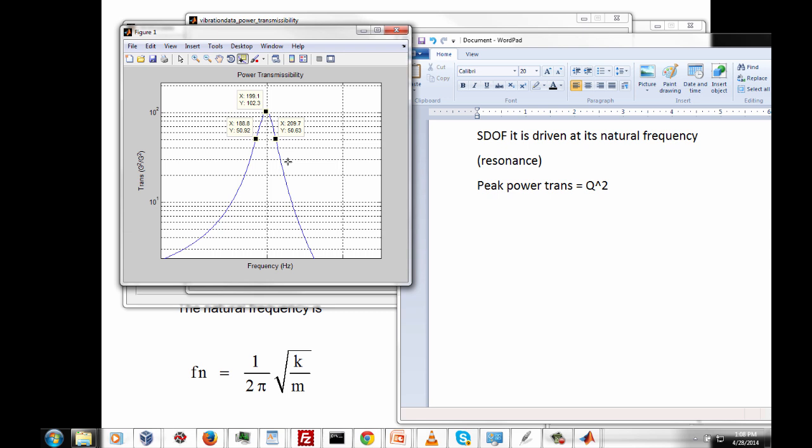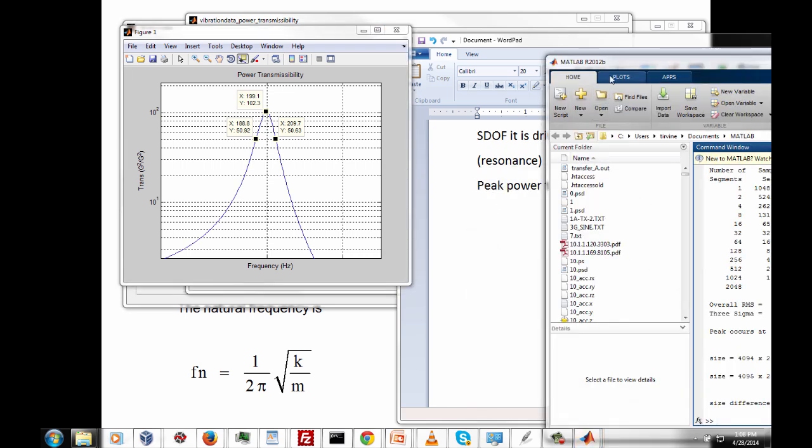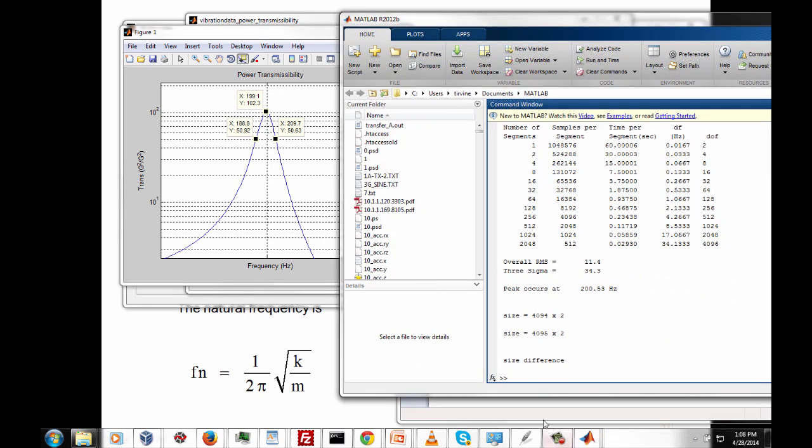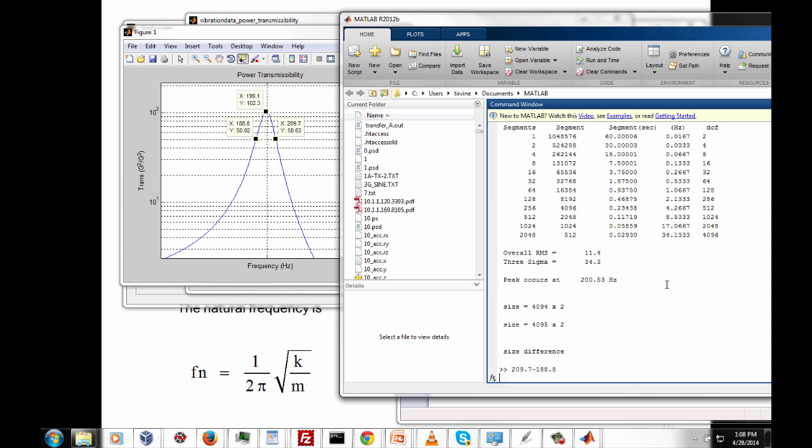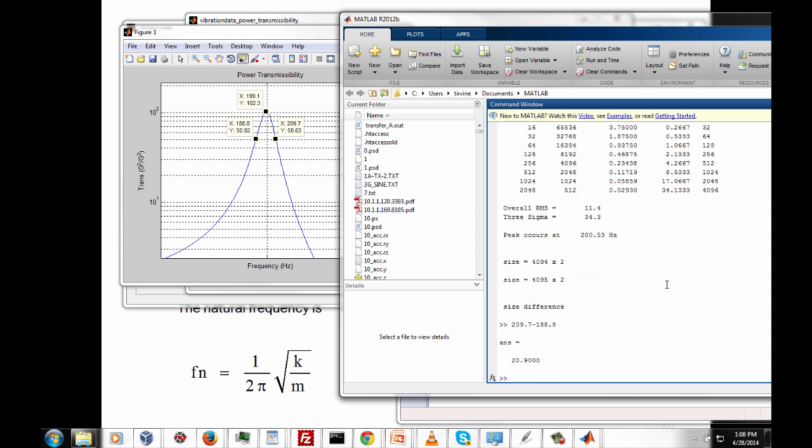Now when I say it's about 20, well, let's go ahead and be a little more precise than that. If it was 20 hertz, we'd get the exact answer I'm looking for, but let's see what that frequency difference is. 20.9 hertz. So that's our frequency difference, 20.9 hertz.